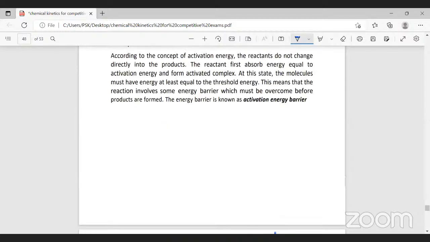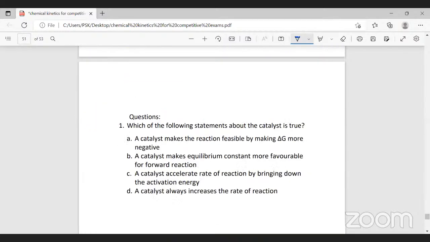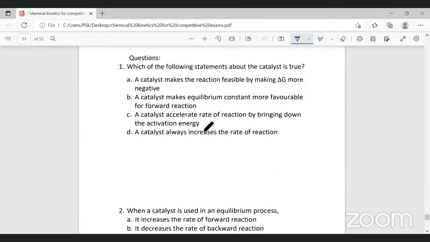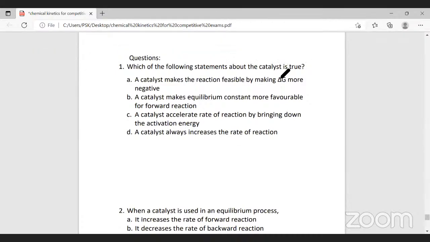We will do some questions, the regular questions we will learn, and then we'll see what can be done. Which of the following statements about the catalyst is true? A catalyst makes the reaction feasible by making delta G more negative. We are not talking about the free energy concept here in this chapter. So this is ruled out.